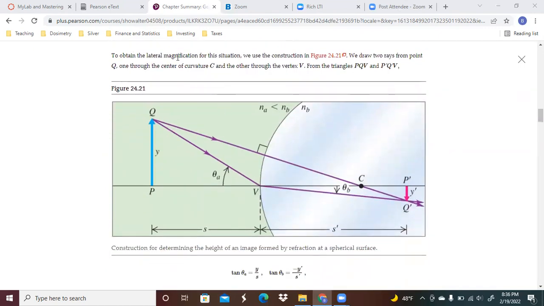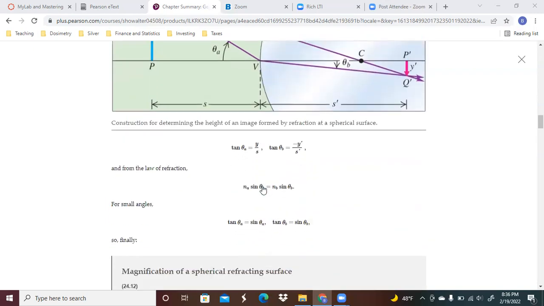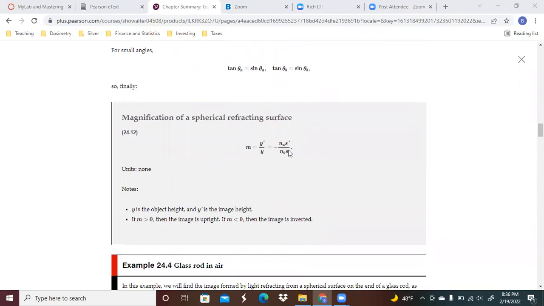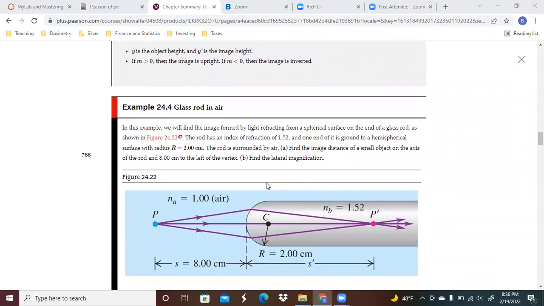All right, so to obtain the lateral magnification for this situation, we use the construction here, 24.21. We'll draw two rays from point Q, one through the center of curvature and the other through the vertex. Once it goes through the vertex, this gets refracted this way. When this one goes through the center of curvature, it just goes straight through since it's normal to the surface. Build yourself a virtual image over here. Using some trig and the law of refraction, we also say for small angles this is true, and we come up with this particular formula.